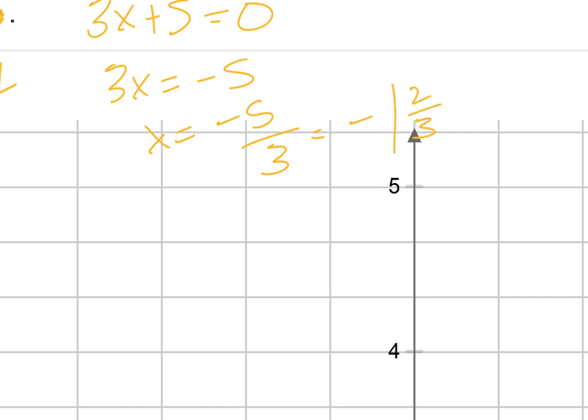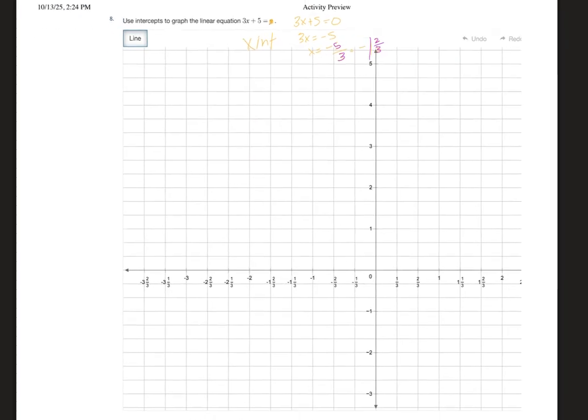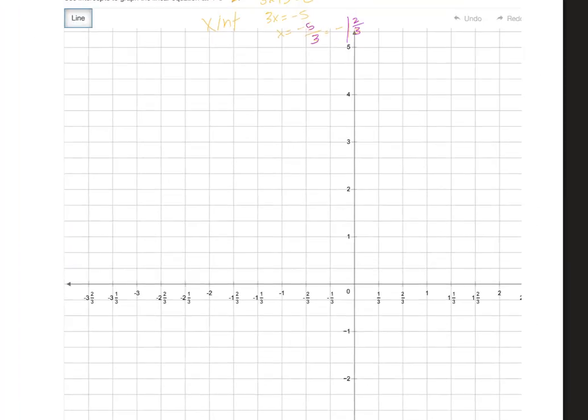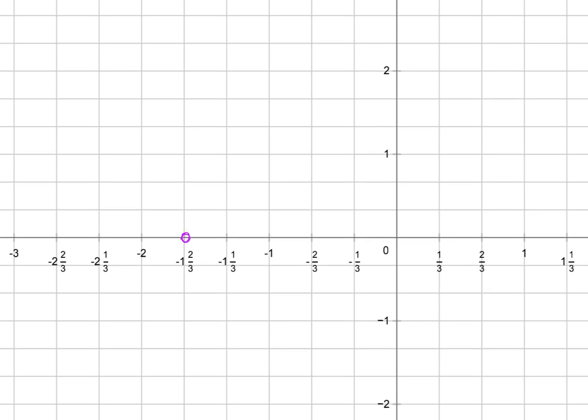How did I do that? Because 3 goes into 5 one whole time, and there'd be 2 left over. 5 minus 3 is 2. Okay, so negative 1 2/3 right there.